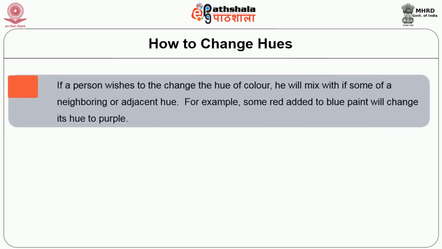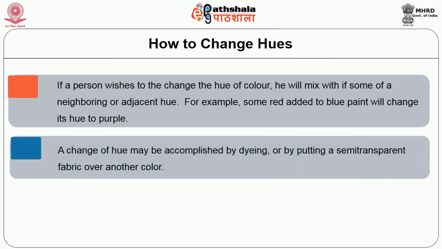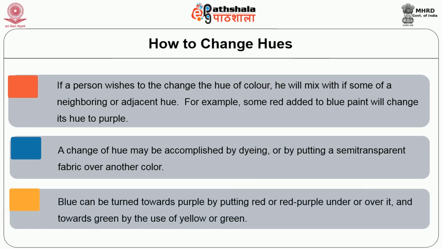If a person wishes to change the hue of a color, he will mix it with some of a neighboring or adjacent hue. For example, some red added to blue paint will change its hue to purple. A change of hue may be accomplished by dyeing or by putting a semi-transparent fabric over another color. Blue can be turned towards purple by putting red or red-purple under or over it, and towards green by the use of yellow or green.